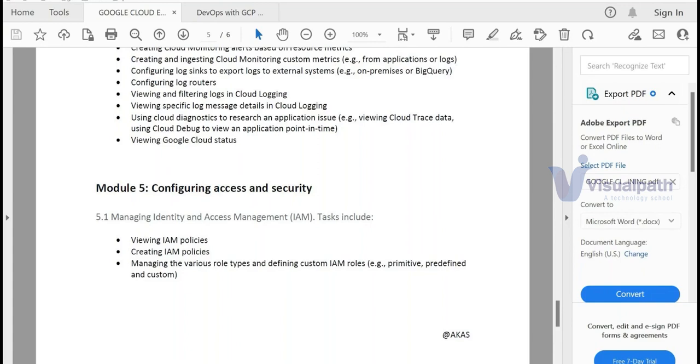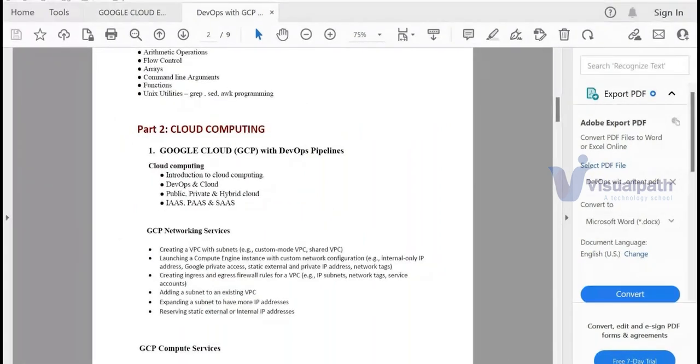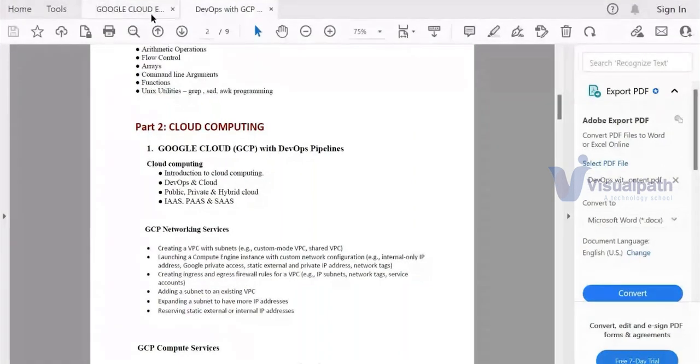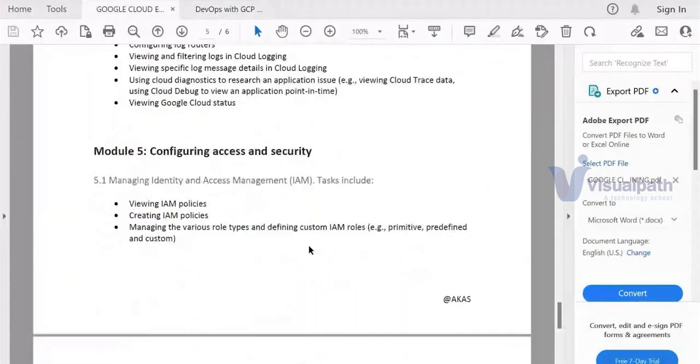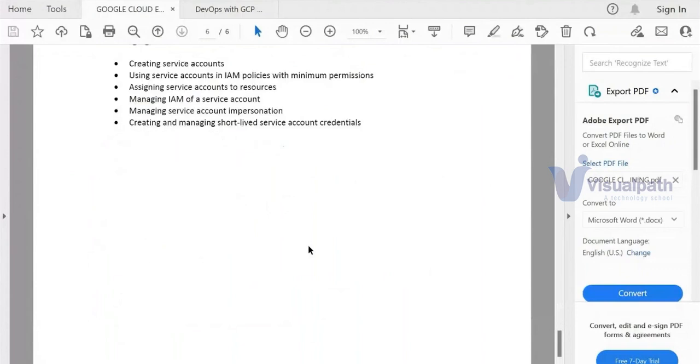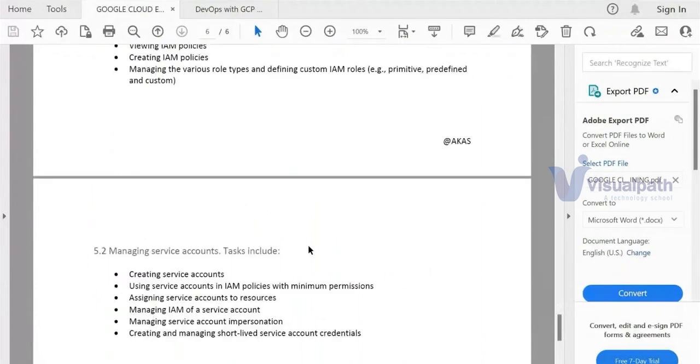So this module 5 is actually containing the IAM policies, right? Yes, firstly it's IAM. Mostly IAM and how to secure your users with IAM, right? We have service accounts. We have roles. Mostly on that.